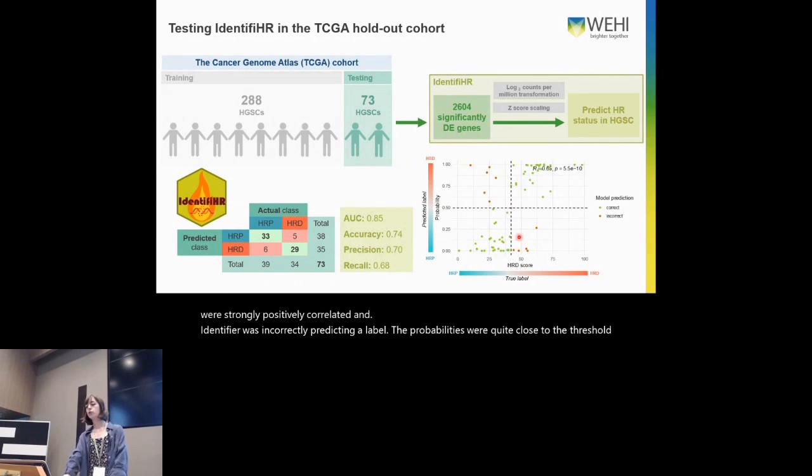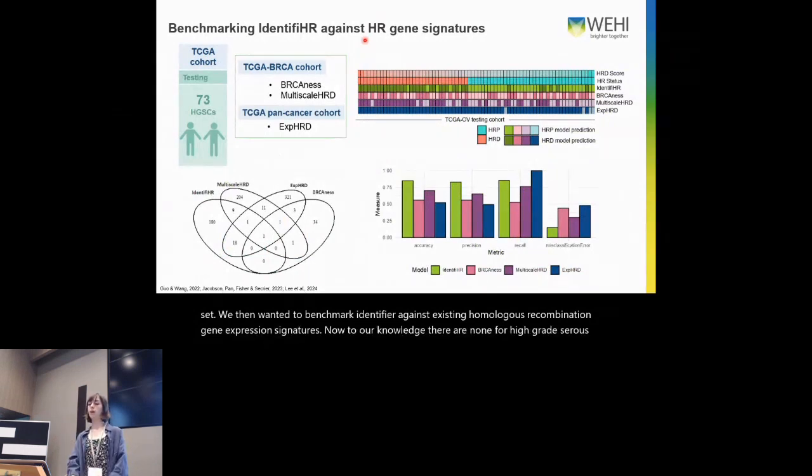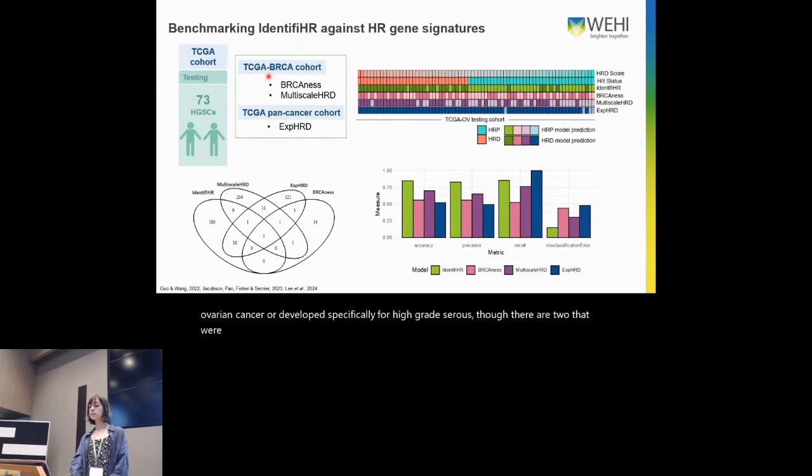We then wanted to benchmark IdentifiHR against existing homologous recombination gene expression signatures. Now, to our knowledge, there are none developed specifically for high-grade serous ovarian cancer, though there are two that were developed using the TCGA breast cancer cohort, being the BRCA signature and the multiscale HRD signature, and one developed in a TCGA pan-cancer cohort called expression HRD.